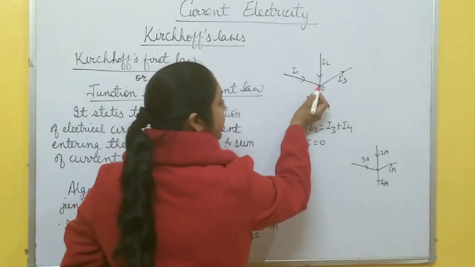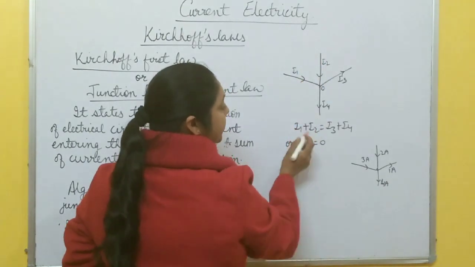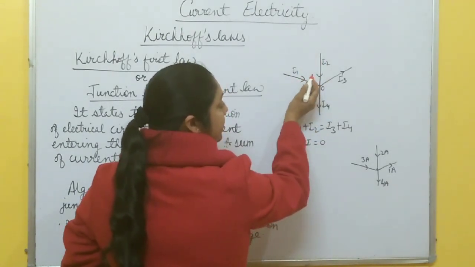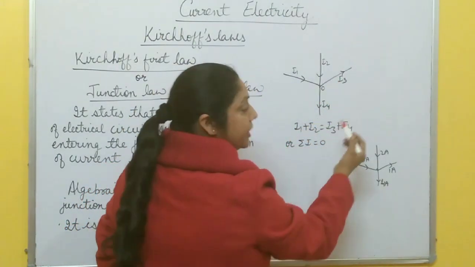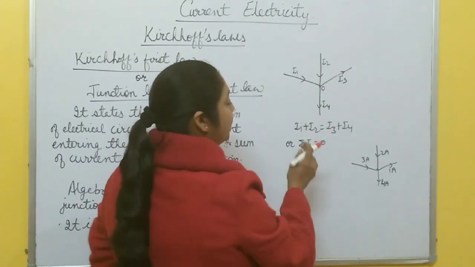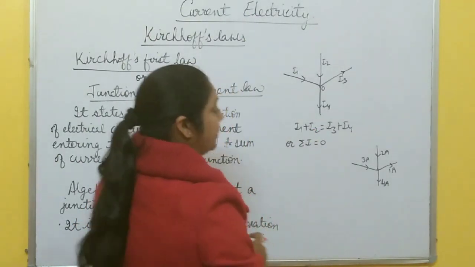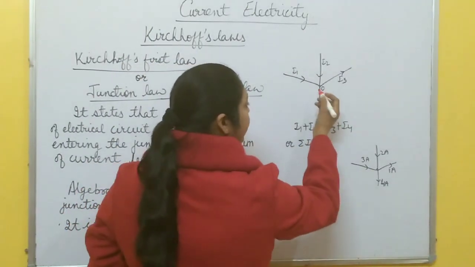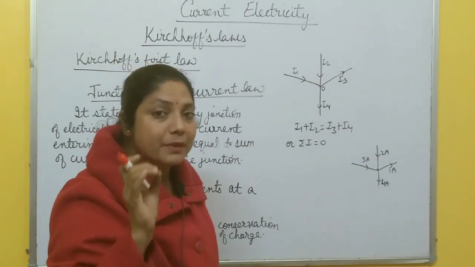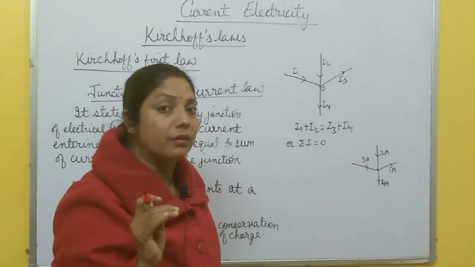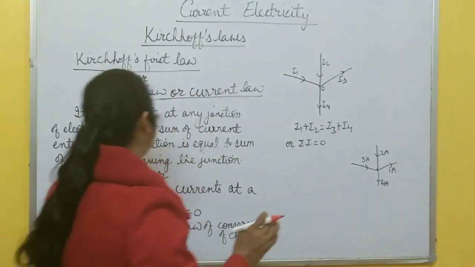Suppose this is a junction point O. Here two currents are entering the junction, I1 and I2. So I1 plus I2 is always equal to the two currents leaving the junction, I3 and I4. So I1 plus I2 is equal to I3 plus I4. It means at the junction, the algebraic sum of all currents is always 0. So you can also write the summation of this equal to 0.